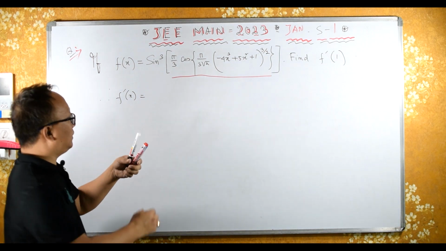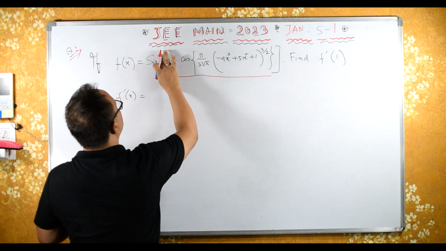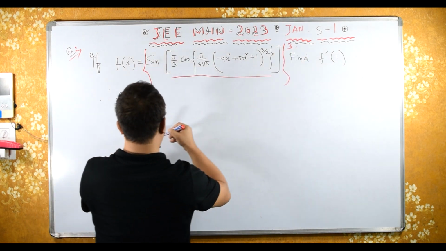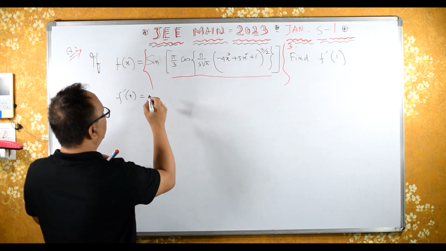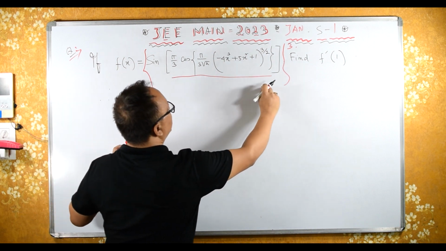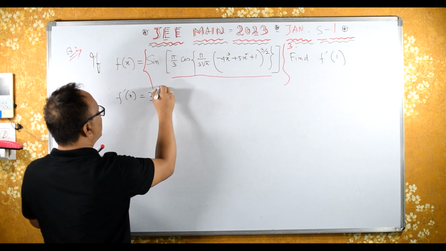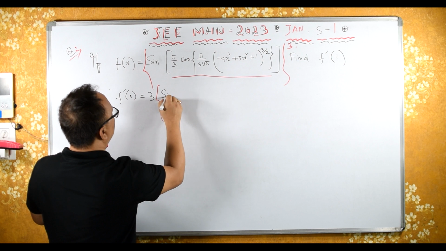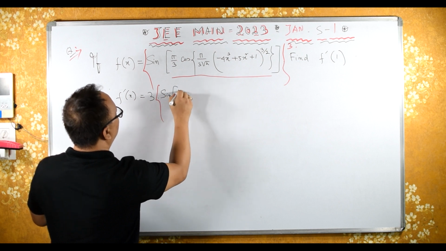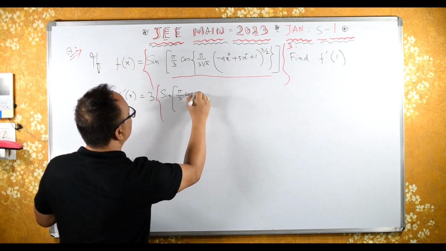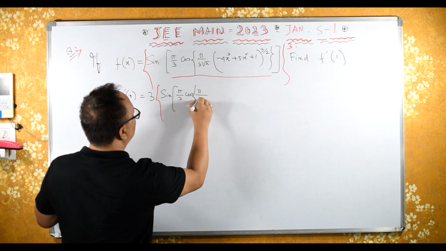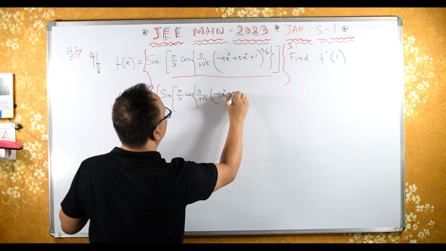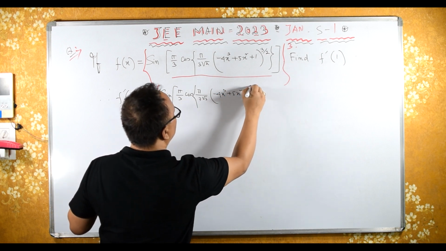Now f dash x equals, let's consider this sine cube x as this raised to 3. Therefore this 3 will come, and this raised to 3 minus 1 is 2, so the whole we have sine of bracket pi by 3 cos of pi upon 3 root 2 minus 4x cube plus 5x square plus 1 raised to 3 by 2.